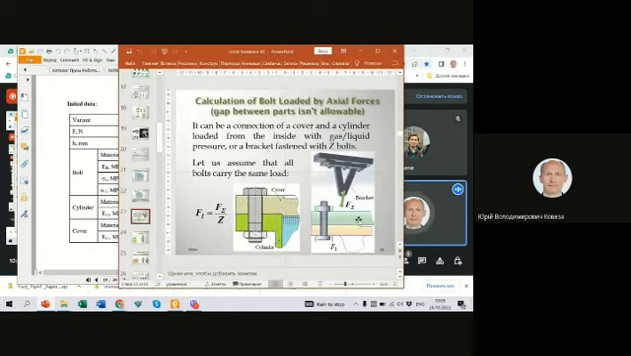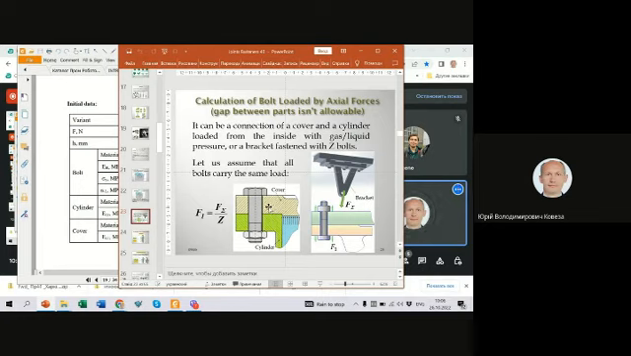Main idea: sometimes we need to connect two elements. For example, like in our case, it is a cylinder and cover to avoid leakage of gas, liquid, maybe axial load, something else. And we should avoid gap between these two elements. So we need to calculate bolt prestressed force.